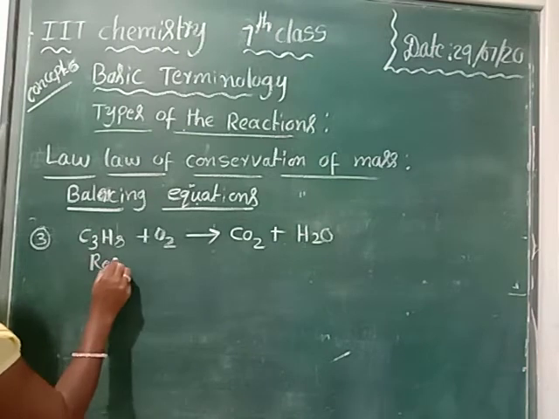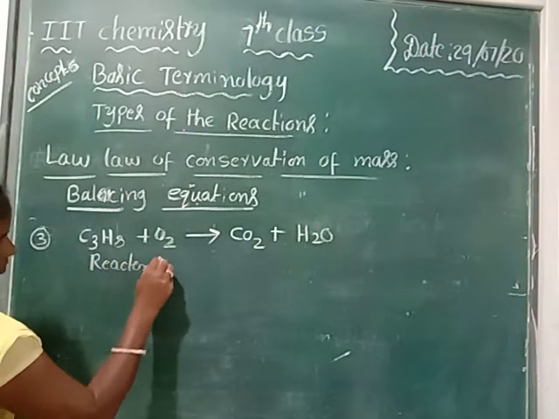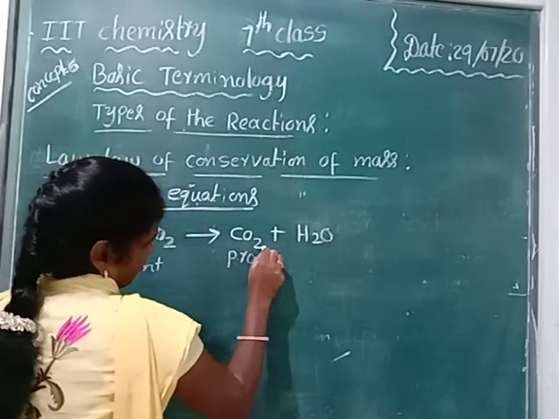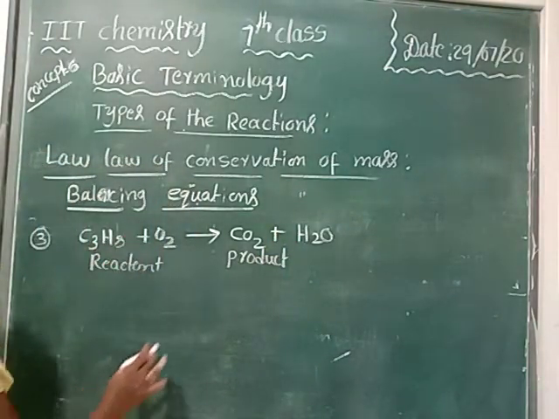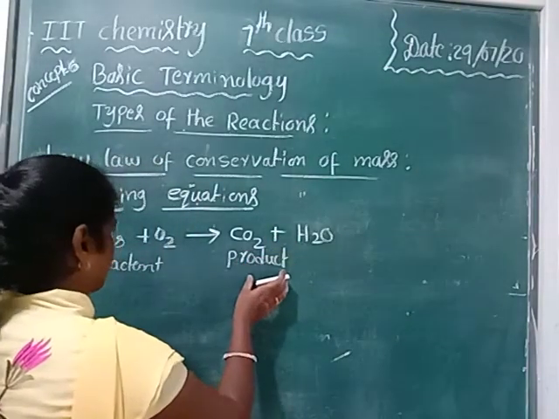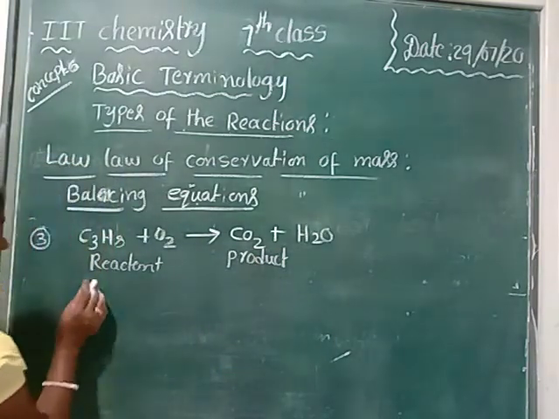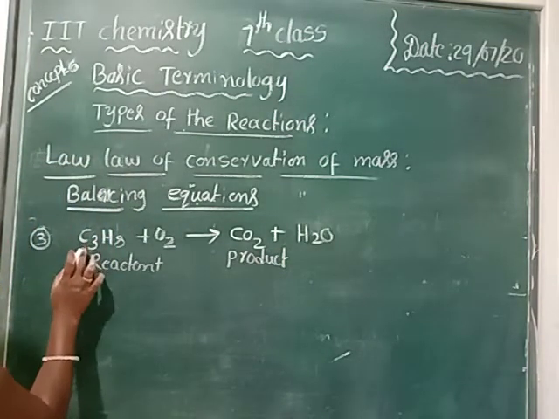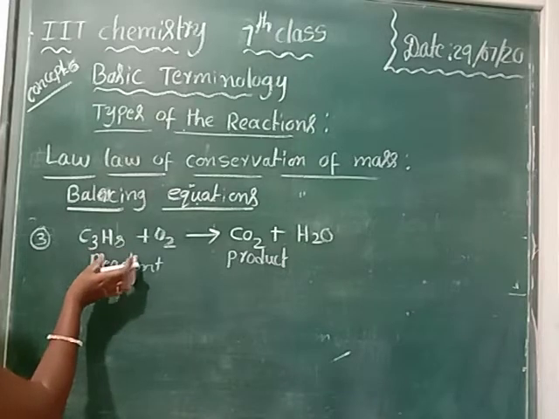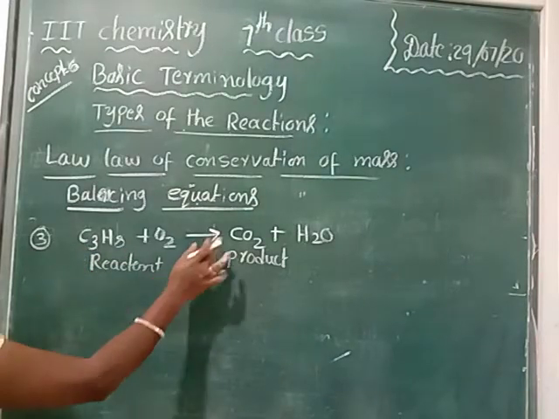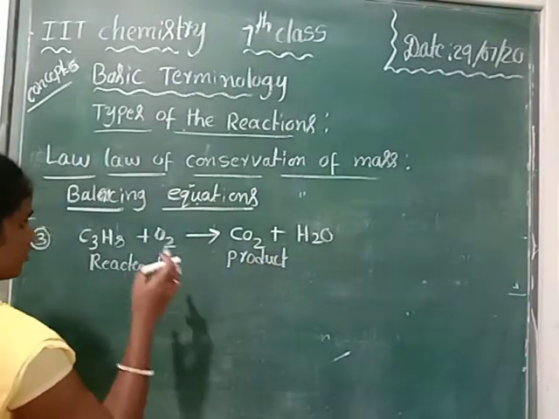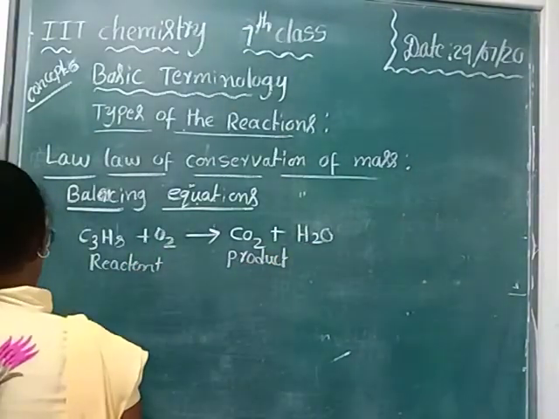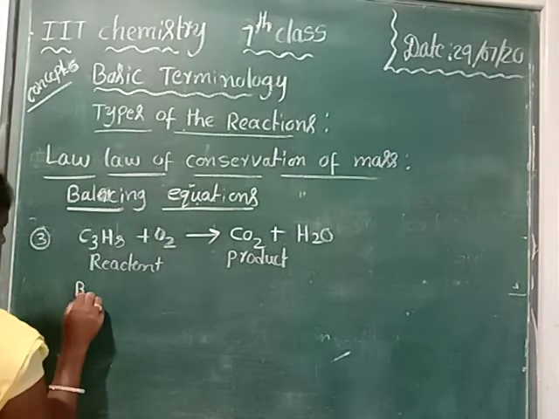Keep in your mind, this is the reactant, before the reaction, and this is the product, after the reaction. So on the reactant side, first see whether this equation is balanced or not. Here 3 carbons, here 1 carbon. Here 2 oxygens, here 1 oxygen. So totally this equation is unbalanced. Now you first balance the carbon atom.